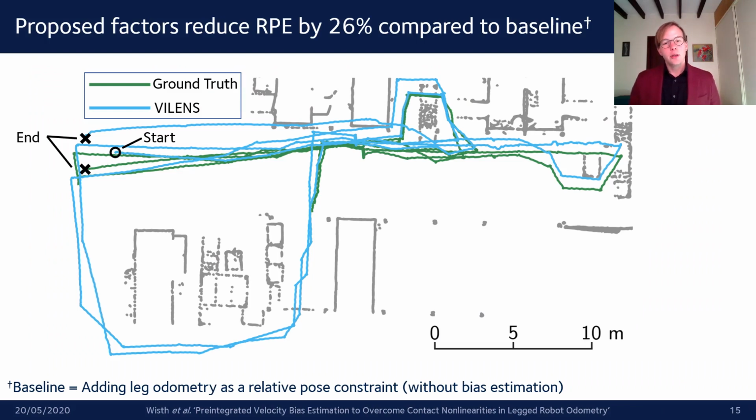Below is a comparison of the estimated and ground truth trajectory for the Fire College dataset. As you can see in this large dataset consisting of over 30 minutes of walking, the estimated trajectory tracks the ground truth quite well. We also show a 26% reduction in relative pose error compared to the baseline solution of integrating kinematics without bias estimation.